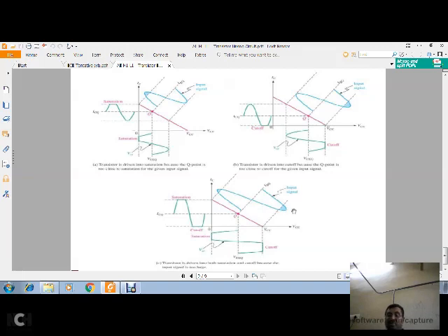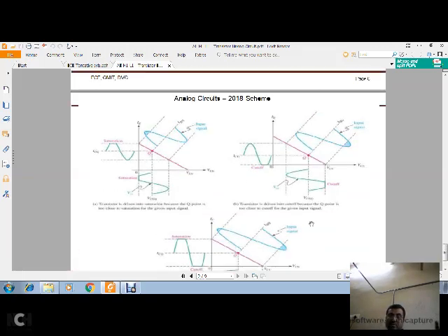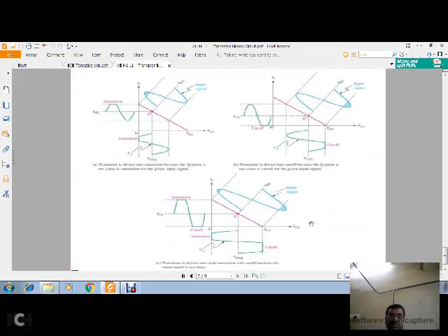For less than 50 millivolts this circuit works well and gives a faithful amplification. So with this I'm going to conclude this lecture.